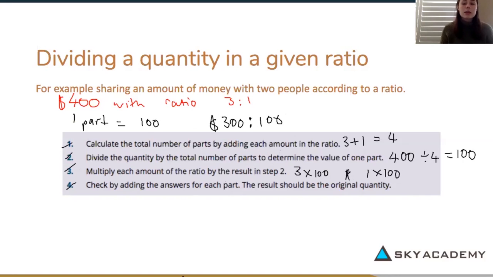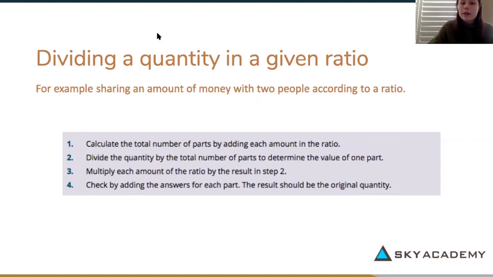So essentially what you do is you add up the total number that the ratio results in. So 3 plus 1 is 4. Divide that by the money or whatever the quantity is. So 400 divided by 4, and then times that 1 by each individual part in the ratio. So let's have a look at another example.